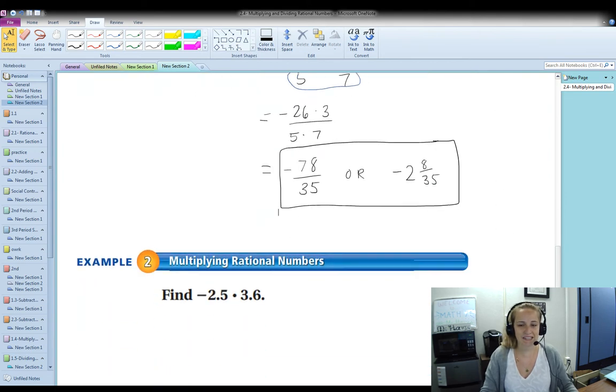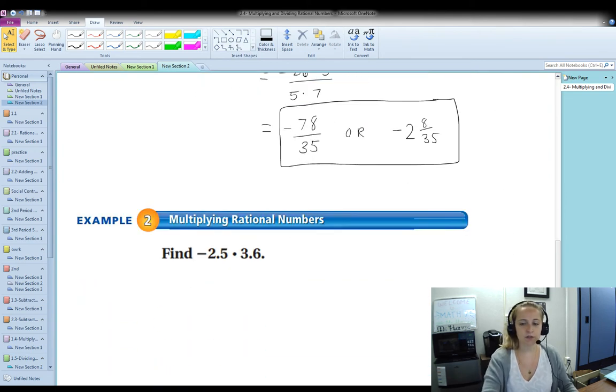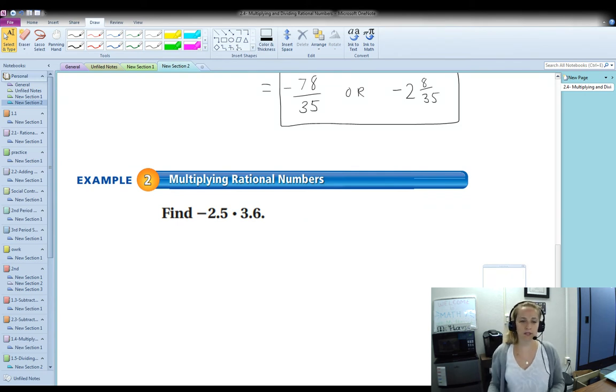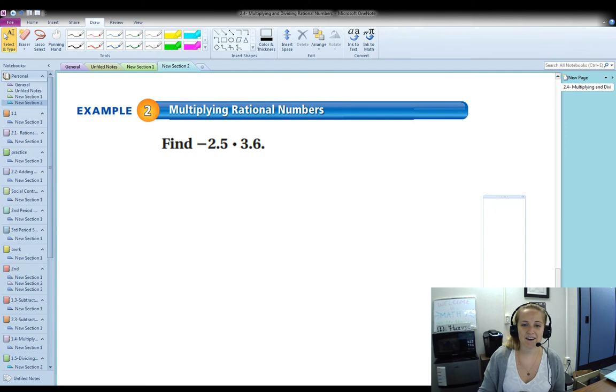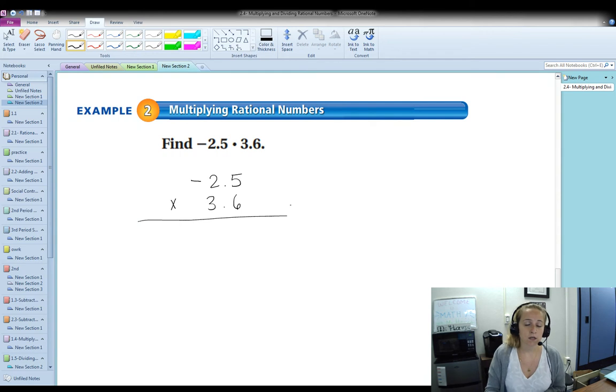All right, and next up, we are going to do example 2, multiplying rational numbers. So we're going to talk about decimals now. Find negative 2.5 times 3.6. Okay, so I'm going to line them up like we know how to multiply decimals from when we did this in 6th grade. Negative 2.5 times 3.6. Line the decimal up, please.